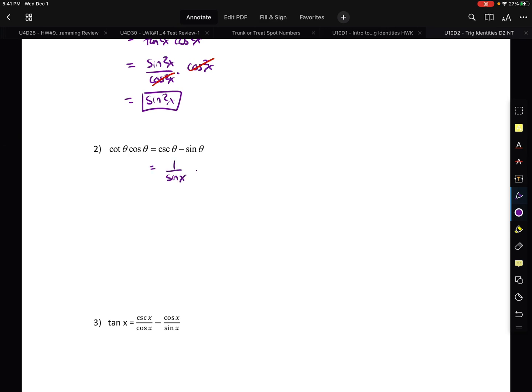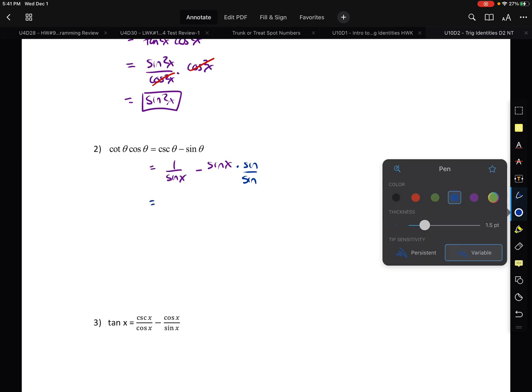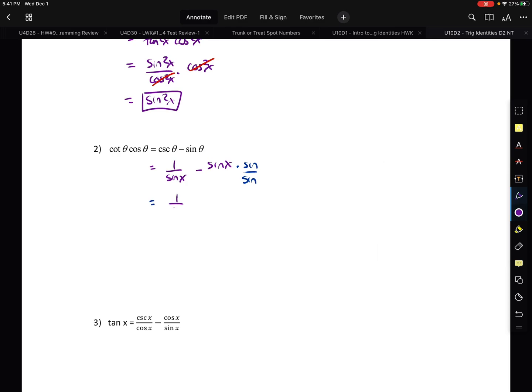Cosecant x minus sine x. Well, this one we need a common denominator. So I multiply by sine over sine. That gives me 1 over sine x minus sine squared x over sine x. Common denominator, combined.